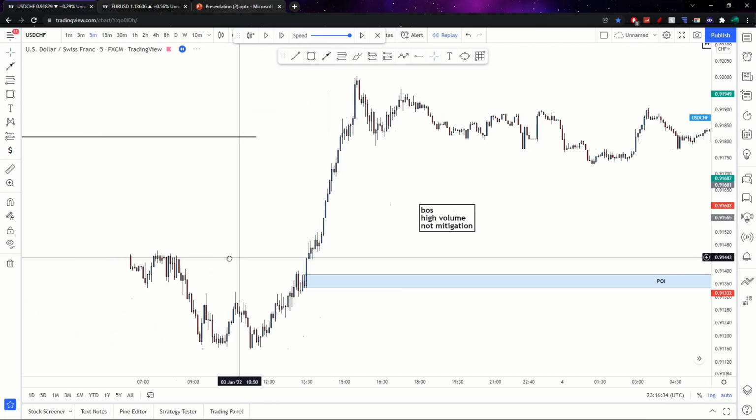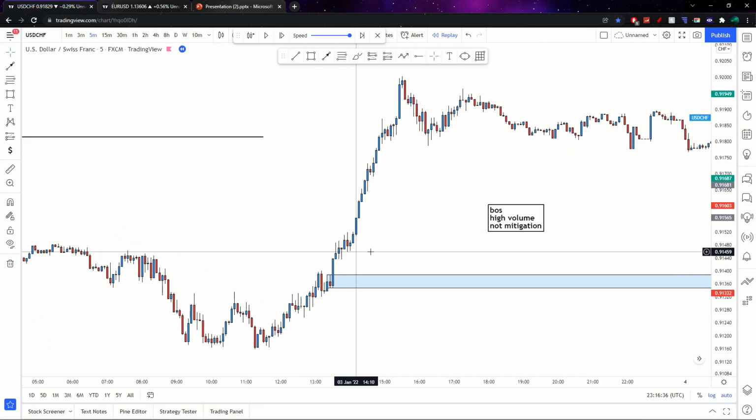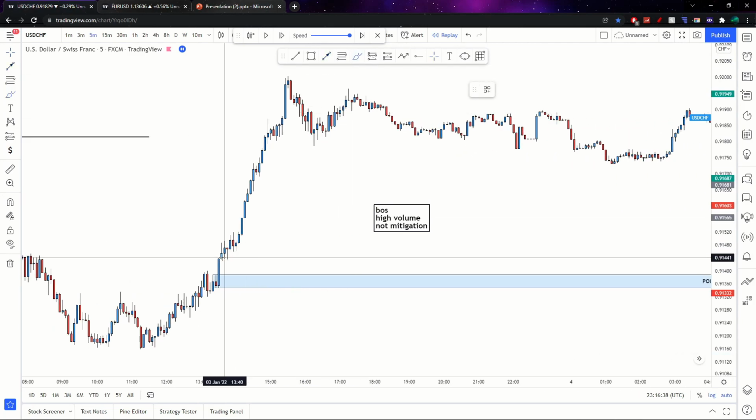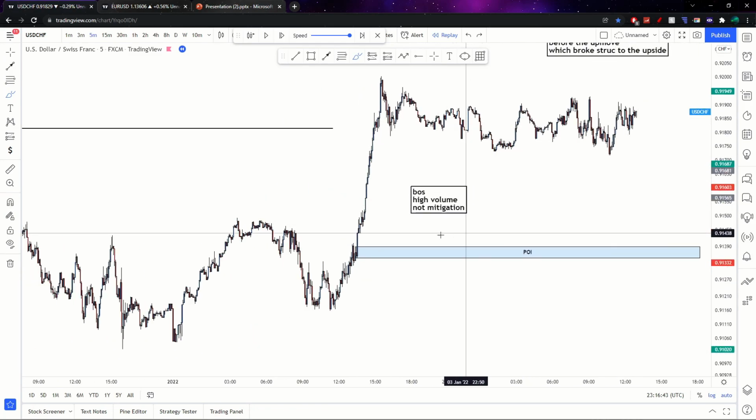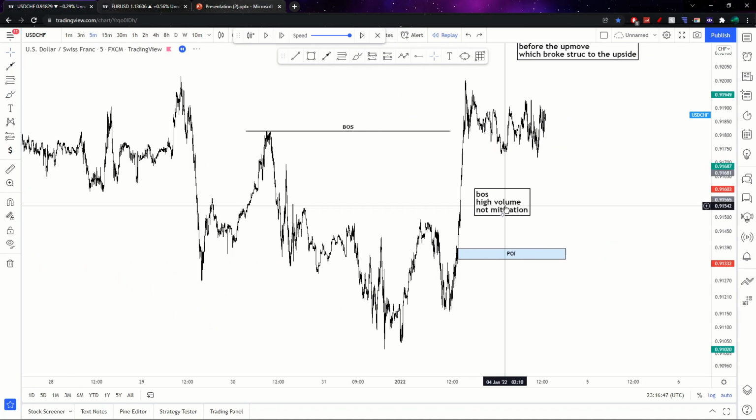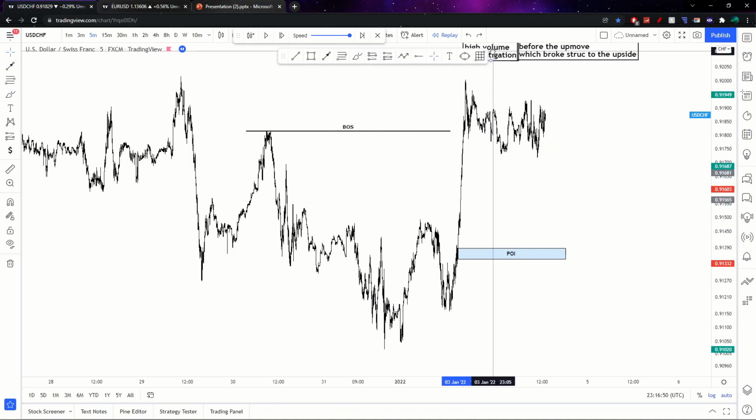And thirdly, no mitigation, right? There is zero mitigation in this order block. Price doesn't come tap back in at any point. There's no wicks back into the zone. So I'm happy that this is an unmitigated order block and it's ready to trade from. So that's the thought process behind why I took a trade from this area.